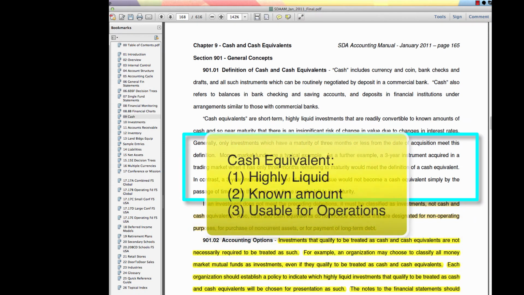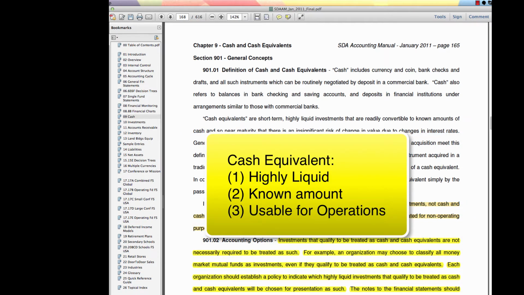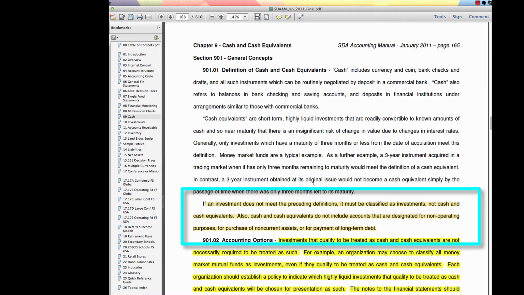So you have two hurdles that you're jumping over. Is the investment a current investment or a long-term investment, or is the investment a cash equivalent? So it's much more rigorous to meet the cash equivalent. You have to know how much you will get, and when you made the investment, the maturity has to be less than 3 months. Okay, so if the investment does not meet that definition, then it's an investment and is not a cash equivalent.